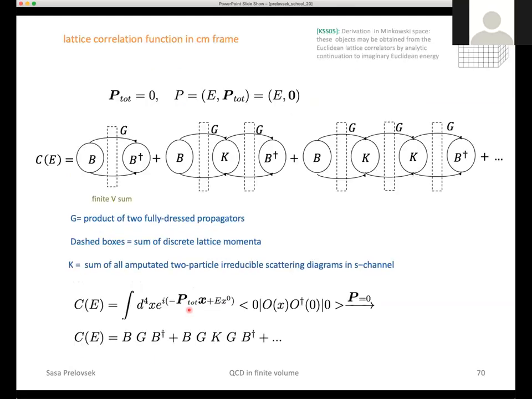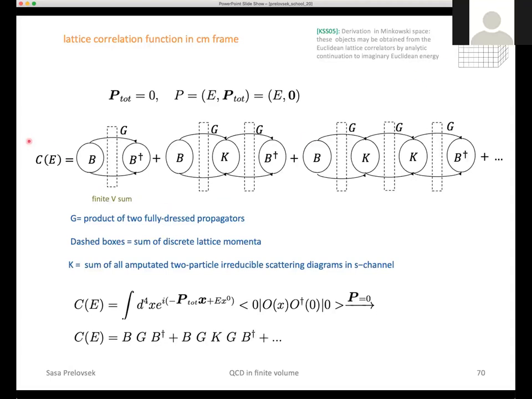Okay. So, what we want to study is correlation functions in a center of momentum frame from the lattice. And those correlation functions, of course, give you your eigenenergies. To be honest, this reference will actually do the derivation in Minkowski space. And the comment in this reference is that these objects may be obtained from Euclidean lattice correlators by analytic continuation to imaginary Euclidean energy. Okay, so the derivation will be done in Minkowski finite volume. And that's how it's done in this very well-known reference.